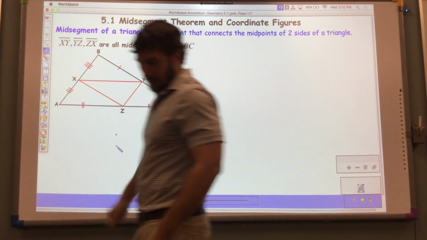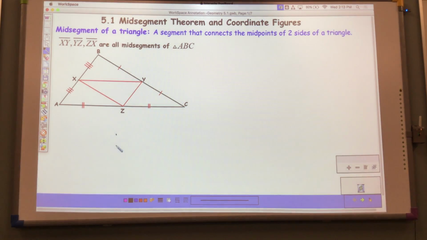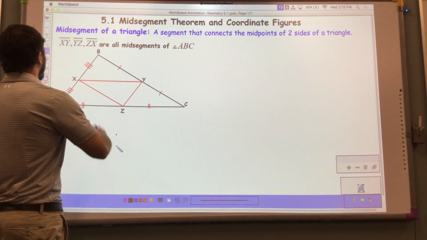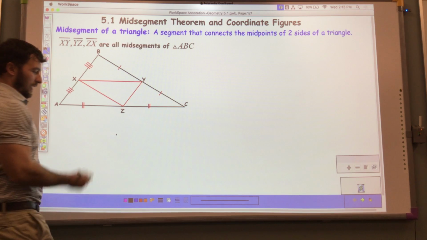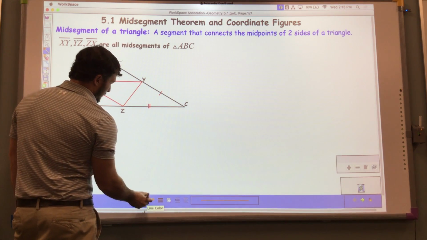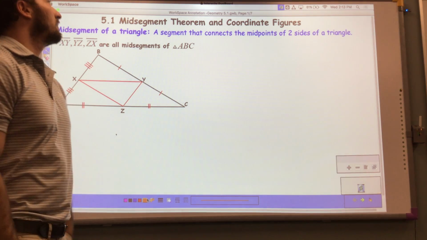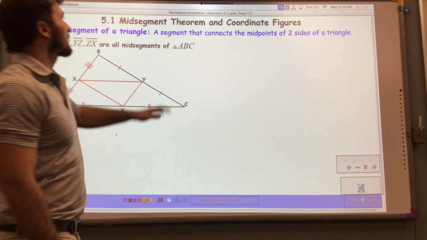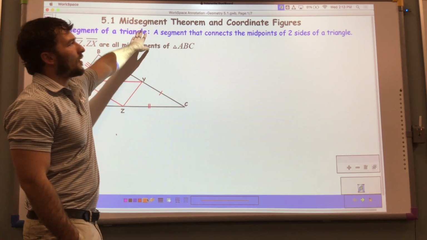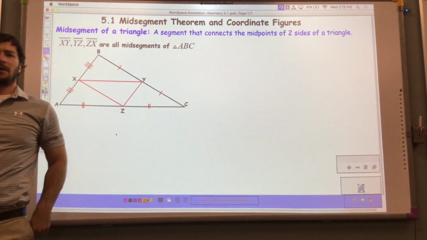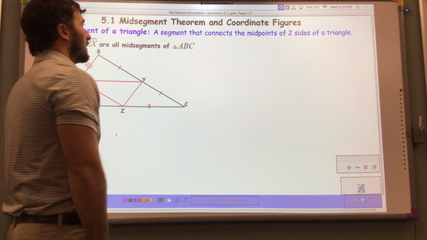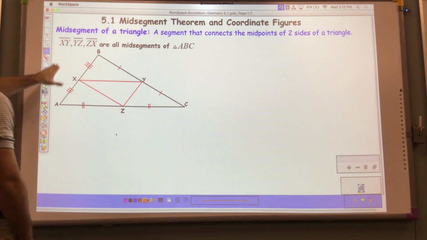Well, if you thought you were done with triangles, then you're wrong, because in chapter 5 we're going to do a lot more with triangles. However, the good news is there will be fewer proofs this chapter. So the main focus of today is what's called the mid-segment theorem. We're also going to be talking about graphing figures on a coordinate plane. So first, talking about mid-segments.